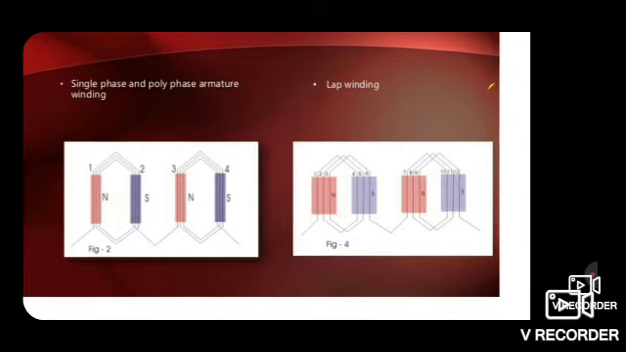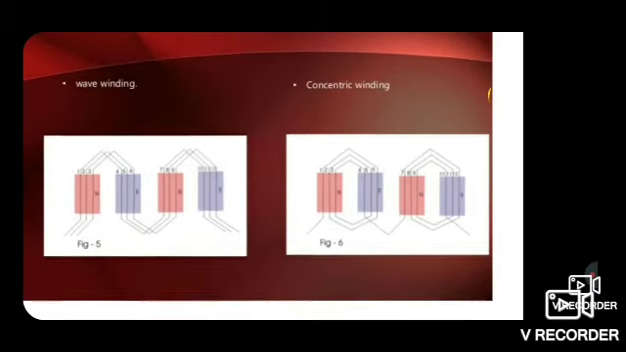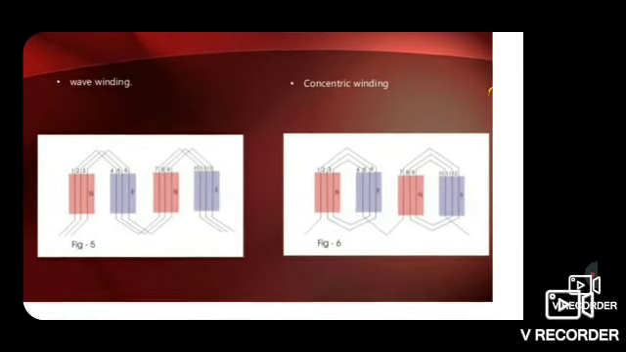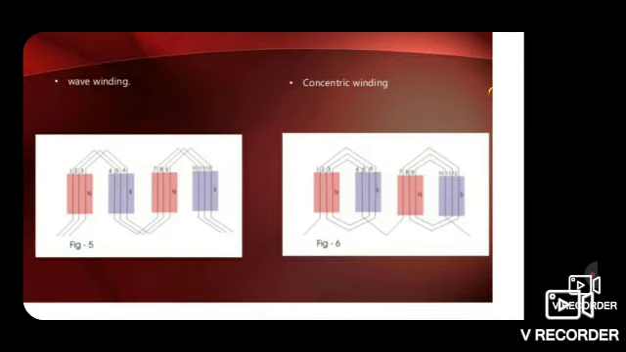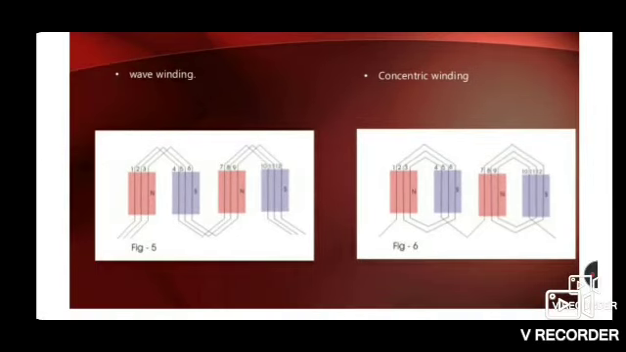Second one is lap winding. It is in the form of overlapping, so it is called as lap winding. Then wave winding. It is in the form of sine wave, so it is called as wave winding. Then concentric winding. It is like a concentric conductor, so it is called as concentric winding.